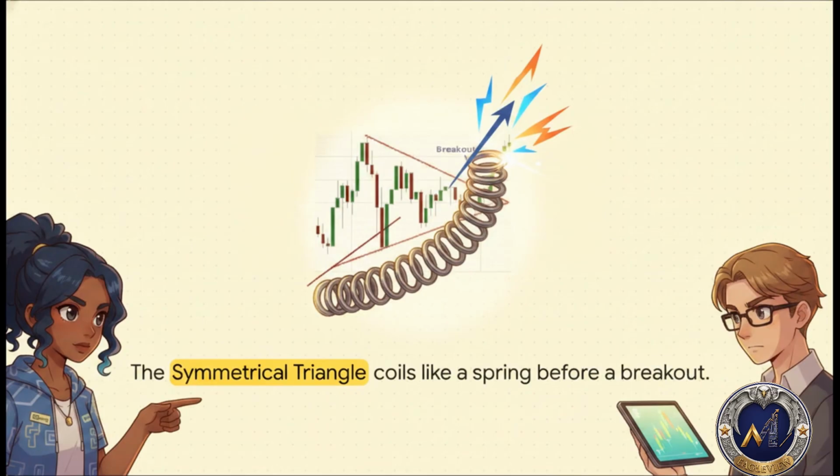Then there's the symmetrical triangle. Both buyers and sellers are compressing the price action tighter and tighter. The highs get lower, the lows get higher. It's literally like coiling a spring. When it finally bursts above that converging downward trend line, again, backed by high volume, that is your clear signal that the current uptrend is continuing its march.